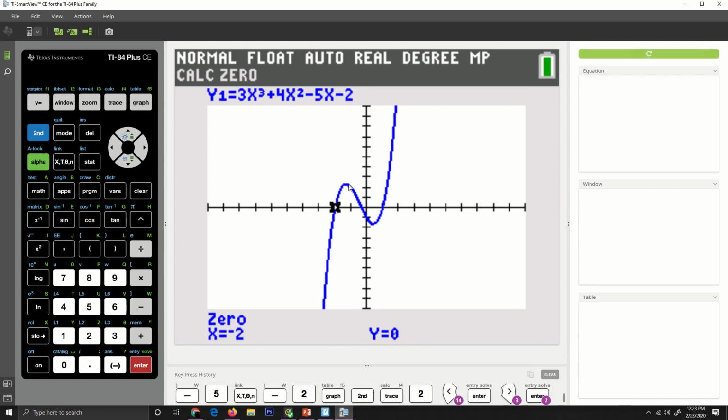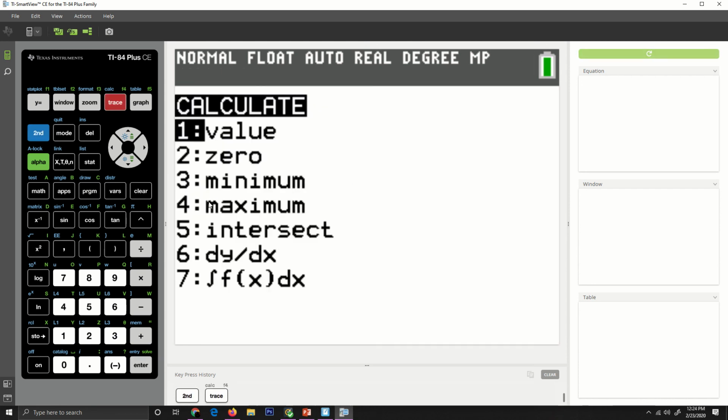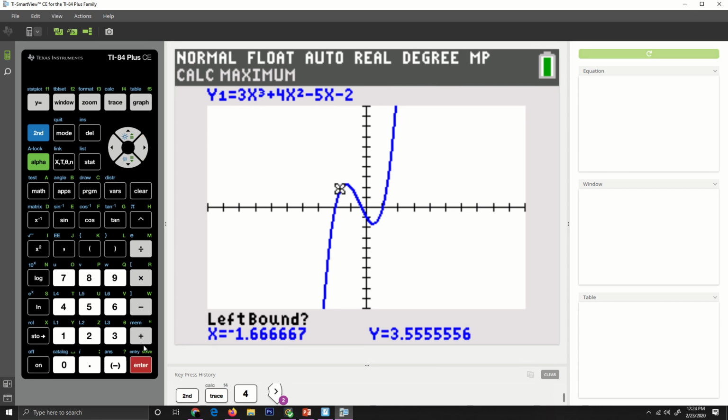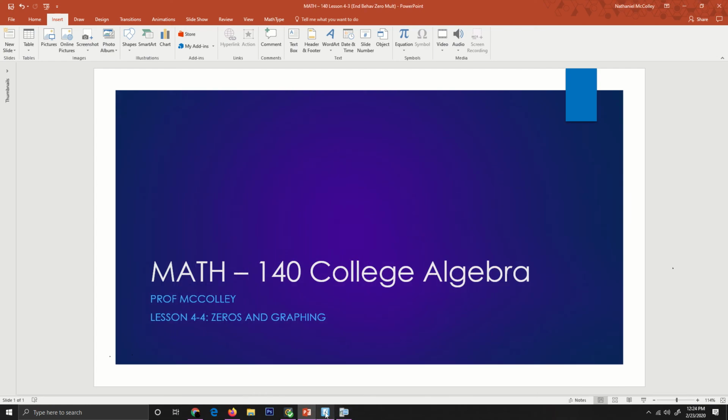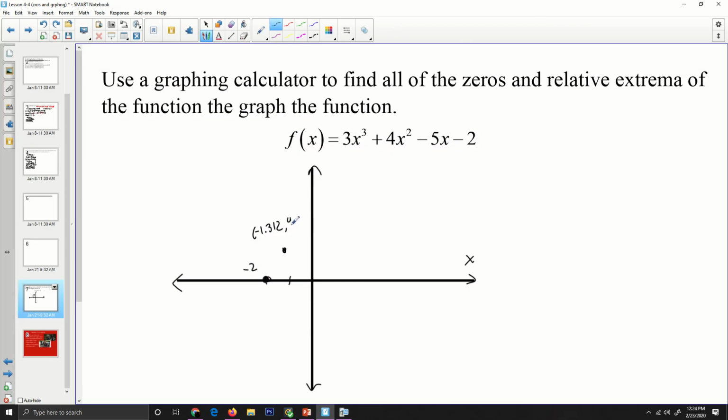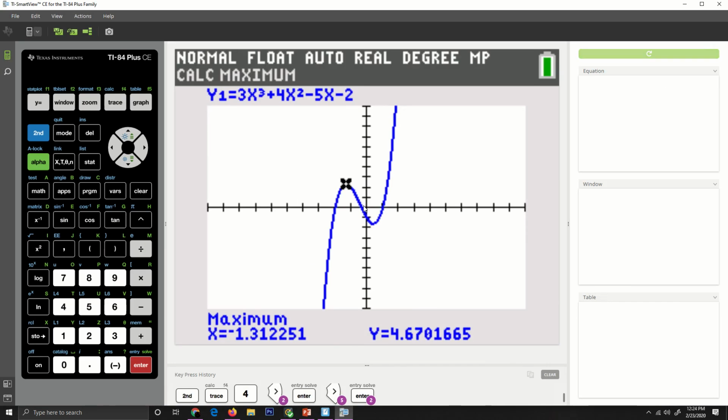And then while we're at it, let's find what that maximum is. So second, trace. Let's find that maximum. Let's hit 4. A little bit to the left of where I think the maximum is. A little bit to the right of where I think that maximum is. And so I have a maximum at -1.312, 4.670. So right there, I have -1.312, 4.670. That's that point.